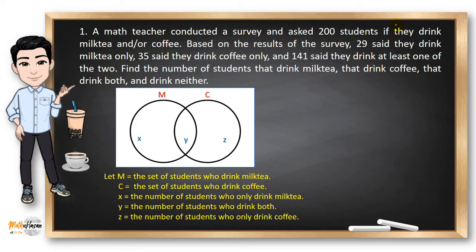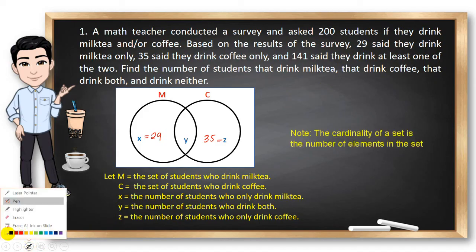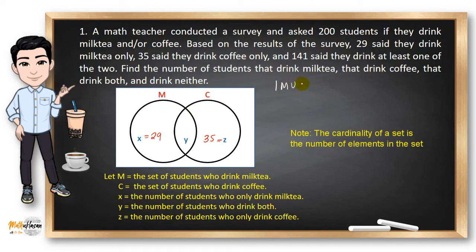Now, going back to the problem, 29 said they drink milk tea only. So X here is 29. While 35 said they drink coffee only. So Z is 35. And 141 said they drink at least one of the two. So it means that we are talking about the cardinality of M union C, or simply X plus Y plus Z. So all the students who drink milk tea, coffee, or both. And that is 141.